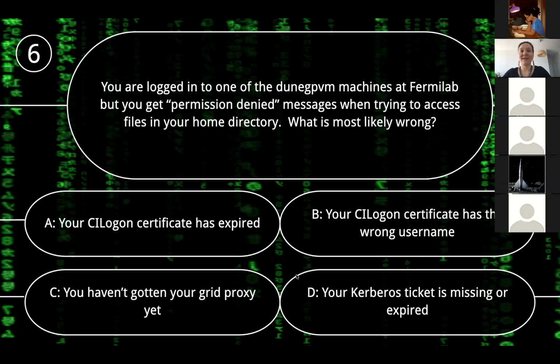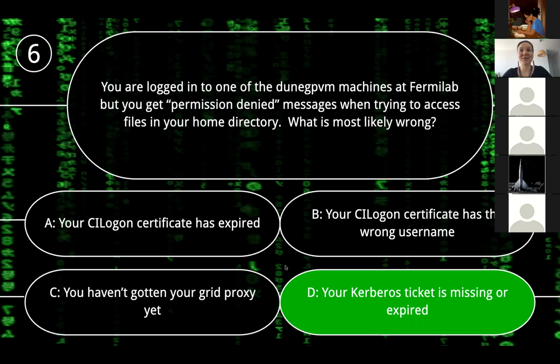What was the correct answer? It was actually the answer D. Tom? Yes, so the NAS home directories, your home directories on the GPVMs, require Kerberos tickets to access, and they have lifetimes of 26 hours. So you have to either push a new one by logging in or use K5 push to refresh it. CI logon is used for grid access, but not your home directories. And it really should be impossible to get someone else's CI logon certificate, because then you'd be impersonating someone else. But hardly anyone said that.